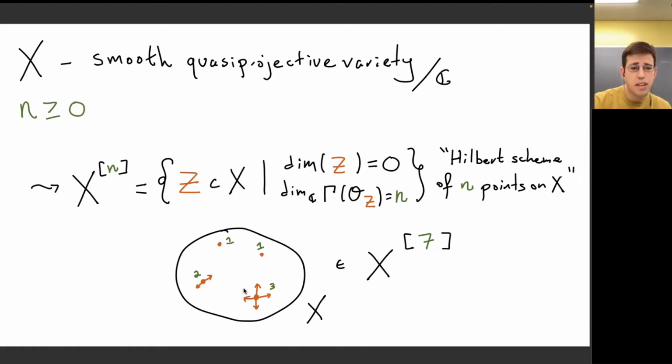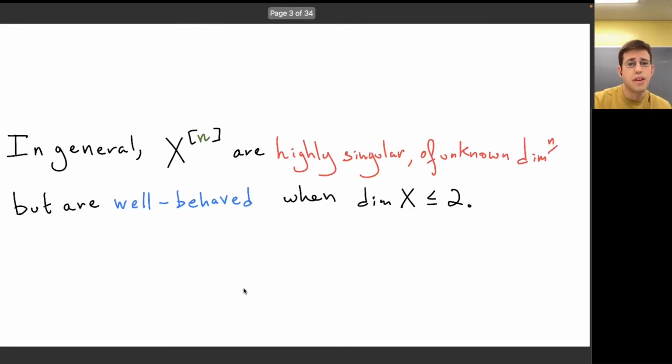And despite being pretty simple moduli spaces to describe, they turn out to be pretty complex varieties. So in general, they're highly singular. They can have non-reduced structure. They can be reducible. And even when X is 3-dimensional, the dimension of the Hilbert scheme of n points on some threefold is not known. So they can be very, very nasty varieties. But when the dimension of my underlying variety or the number of points is low enough, then they're well behaved. So in particular in this talk, we'll focus on the case when the dimension of X is at most 2. So we'll look at Hilbert schemes of points on curves and really focus on Hilbert schemes of points on surfaces.